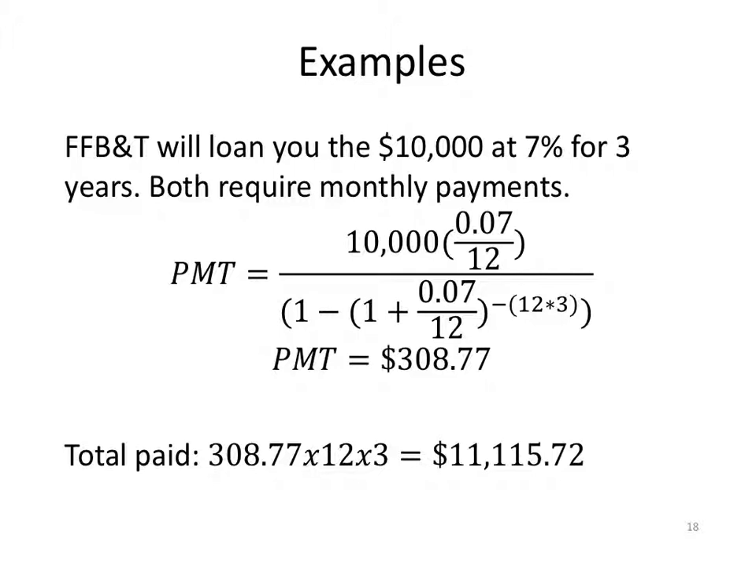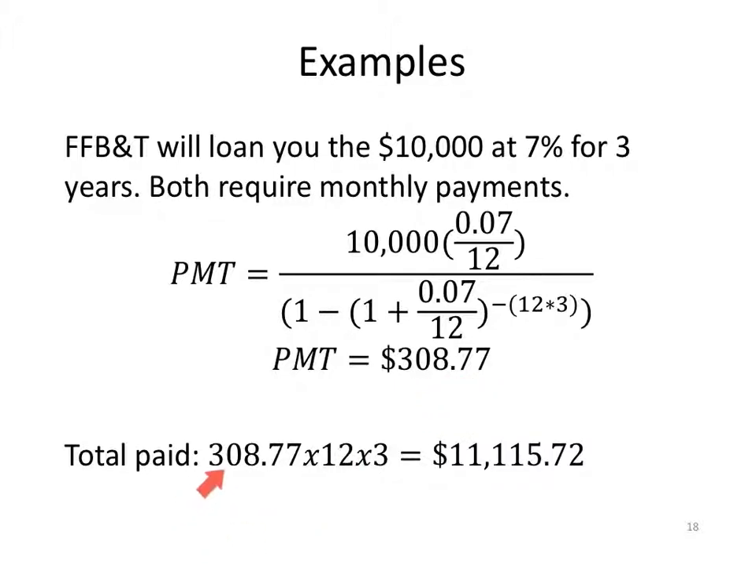Let's start with First Federal Bank and Trust. $10,000 at 7% for 3 years. So I have my present value, my I, 0.07 monthly, divided by 1 minus 1 plus I to the power of negative 36, because it's a loan, close all my parentheses. And I know that with First Federal Bank and Trust, my payment will be $308.77. That's not in my budget.